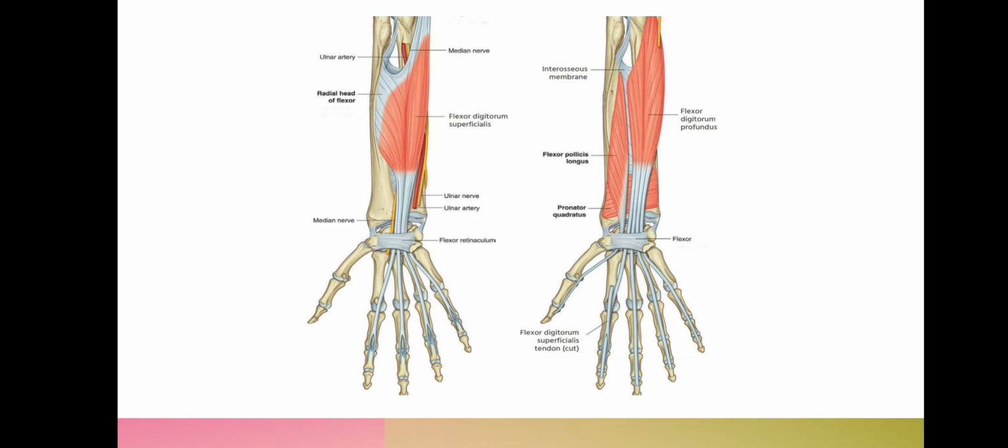Flexor digitorum superficialis inserts on the left. You can see in the picture that the flexor digitorum superficialis inserts on the proximal interphalangeal joint and causes flexion of the PIP joint, and flexor digitorum profundus inserts on the DIP joint, distal interphalangeal joint, and causes flexion of the distal interphalangeal joint. So we can say that the main flexors of the fingers are these three muscles, and all these three muscles are supplied by the anterior interosseous nerve except the medial half of the flexor digitorum profundus, which is supplied by the ulnar nerve.